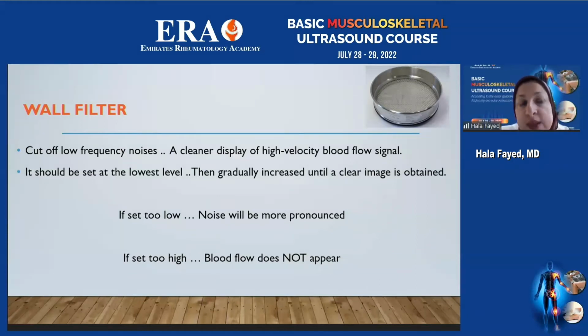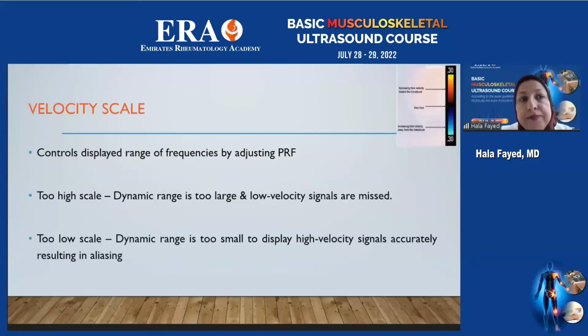So you set the wall filter at the lowest, then you gradually increase it until a clear image is obtained. This is the opposite of what we'll see in the gain afterwards. But if the wall filter is set too low, the noise will be more pronounced, and if set too high, the blood flow will not appear.